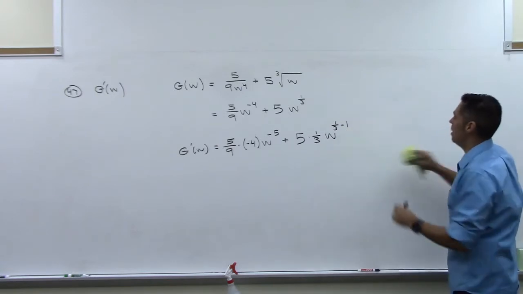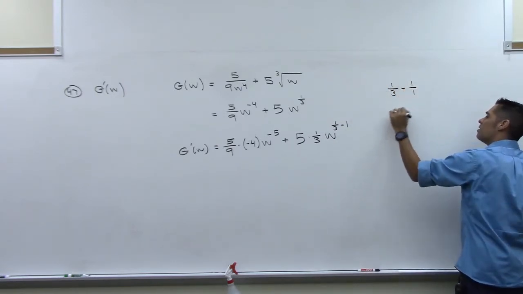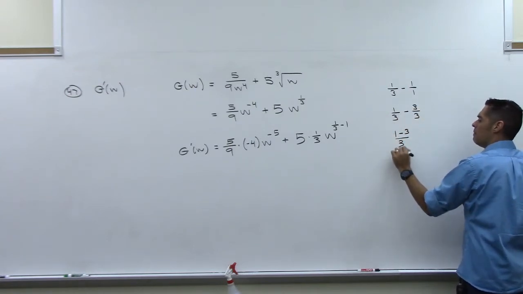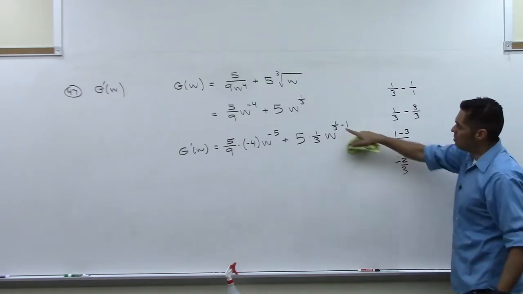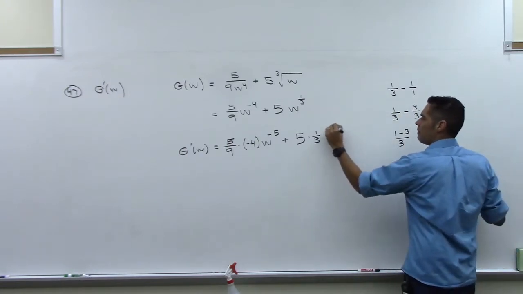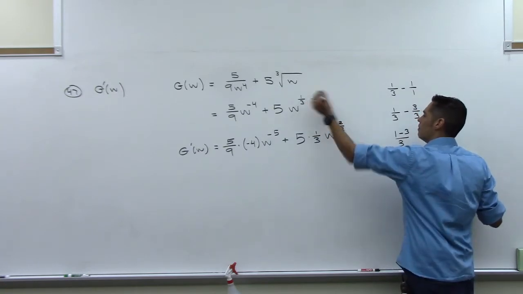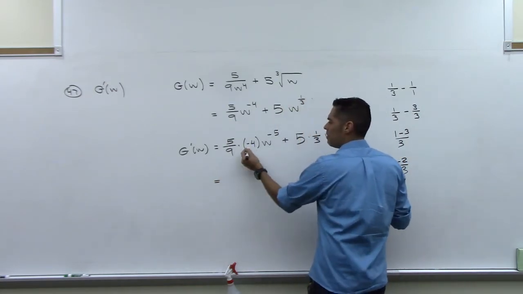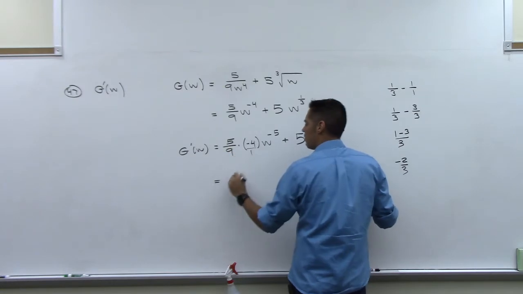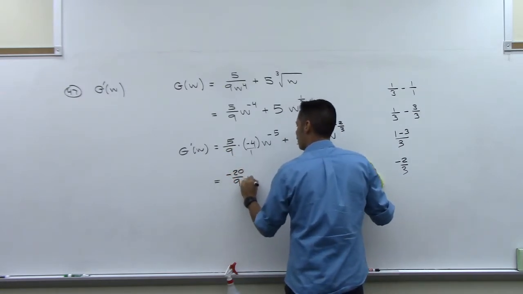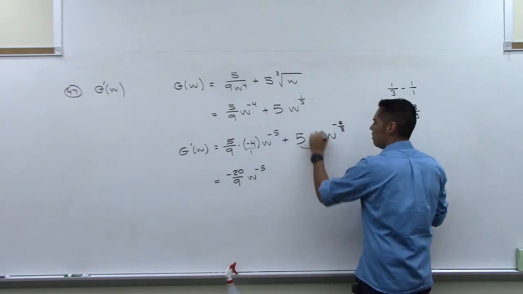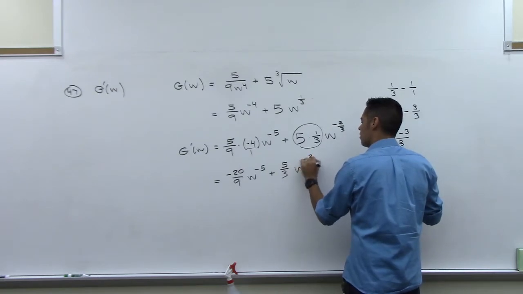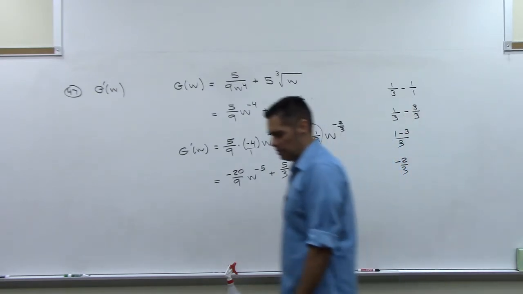And we have to get a common denominator there. 1/3 minus 1 is 1/3 minus 3/3. So this becomes 1 minus 3 over 3, which becomes negative 2/3. So when I do this, this becomes negative 2/3. Let me just clean up. Here times here, that's like a 1 on the bottom there. You can get negative 20 over 9, W to the negative 5. Here you multiply those two, you just get 5/3, and then W to the negative 2/3. It's ugly, but that's it.